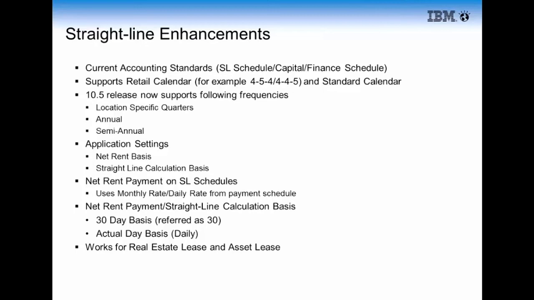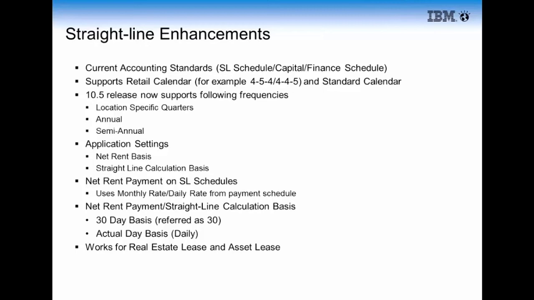As of the current release of 10.4.2, we started supporting retail calendar, which is nothing but the 4.5.4 calendar and the 4.4.5 calendar, which is basically 13 weeks in a quarter, and it makes up about 52 weeks in a year. Some retail customers prefer to use 4.5.4, and some use 4.4.5, and we also have an option of giving a standard calendar.